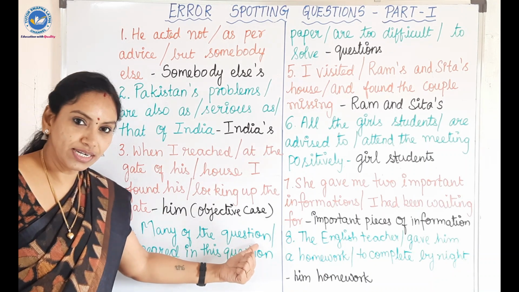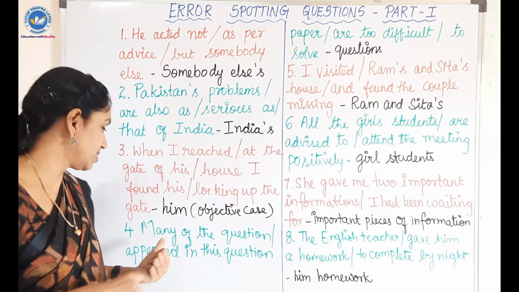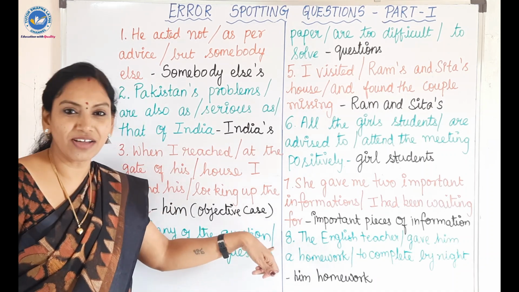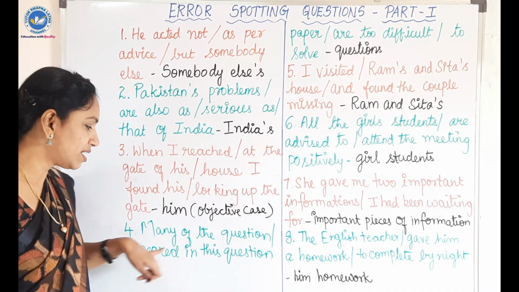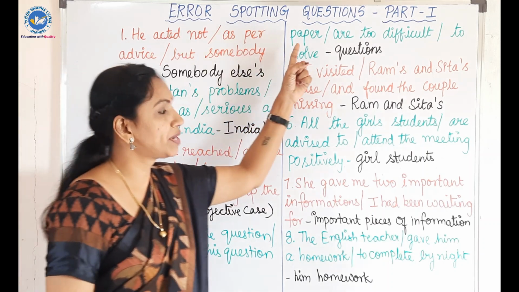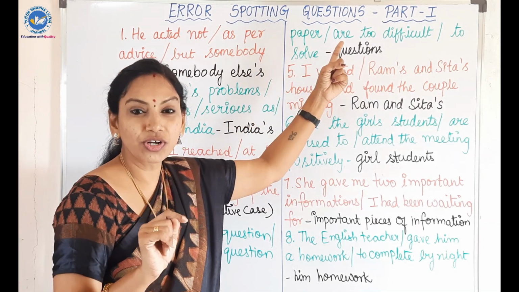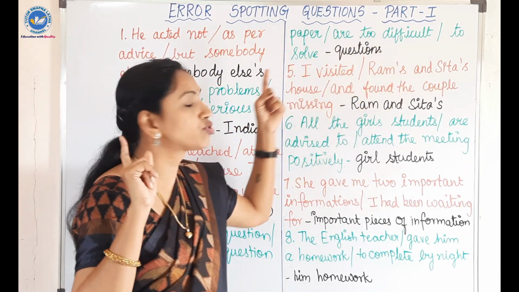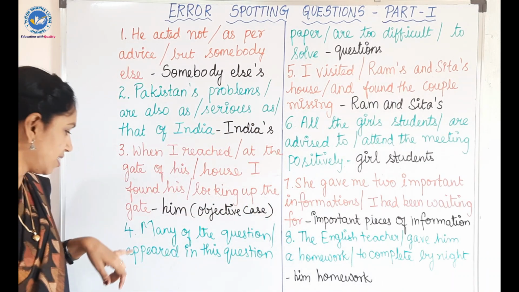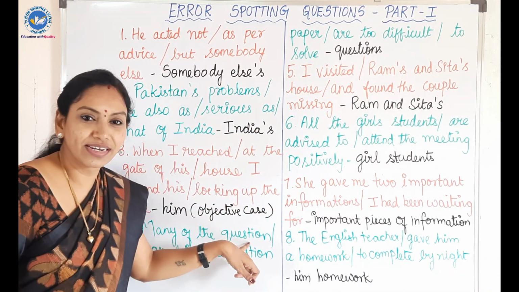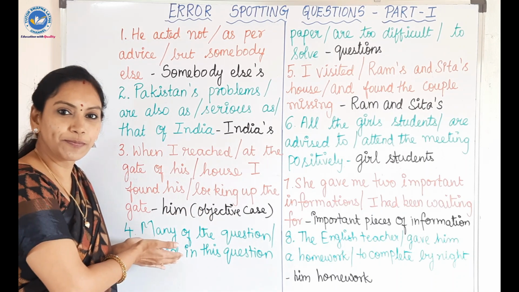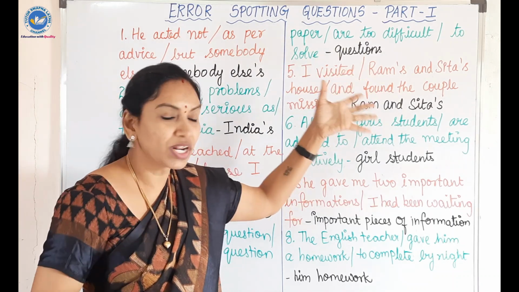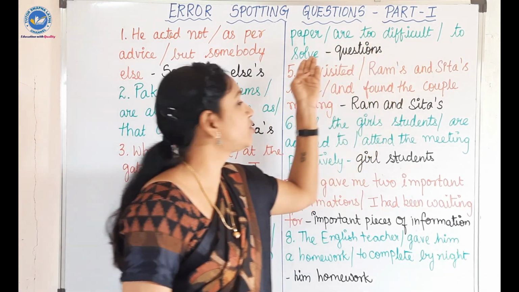Next, fourth one. Many of the question, note down my dear friends, they are telling many, means plural. Many of the question appeared in this question paper are. Again, note down, are is plural. Are too difficult to solve. Again, I'll read out the question. Many of the question. Here, many itself is plural. Appeared in this question paper are. Again, plural. Are too difficult to solve.